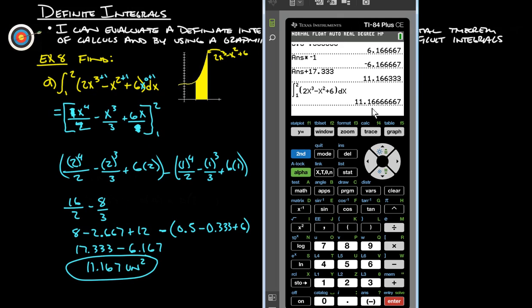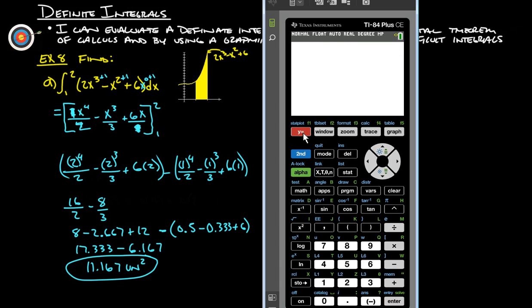There is also one other way you can do this on the graphing calculator: you can actually graph it. That's where I got this from here. So we do 2x cubed minus x squared plus 6, and then we graph that. Oh, it shouldn't have that on there already. Okay, this is better. This is what you should end up getting if you've got Zoom Standard. So here's the function 2x cubed minus x squared plus 6. We just want to find the area under the curve from 1 to 2, because that's what it shows there.